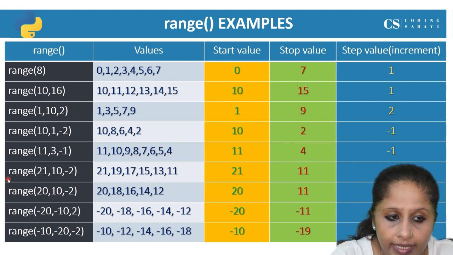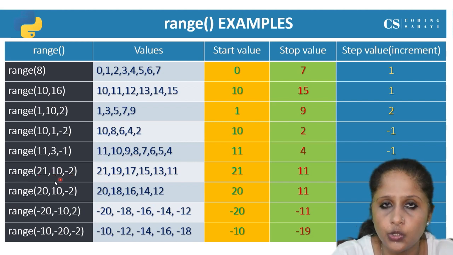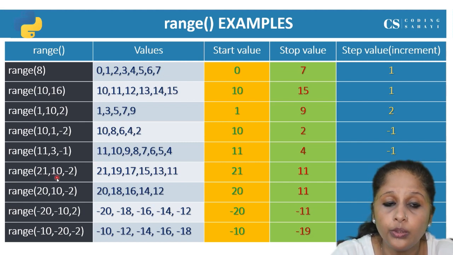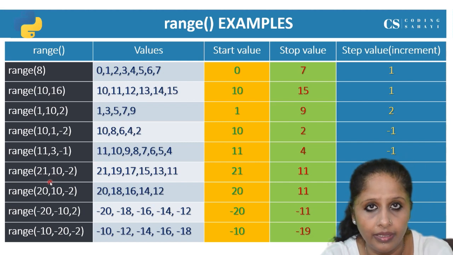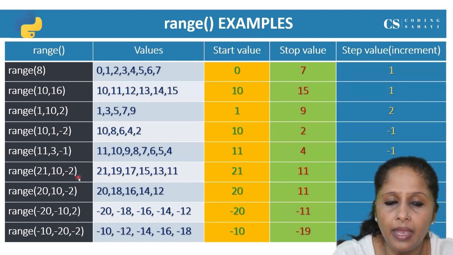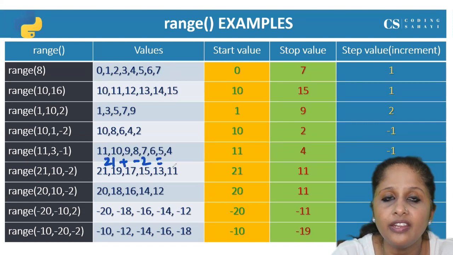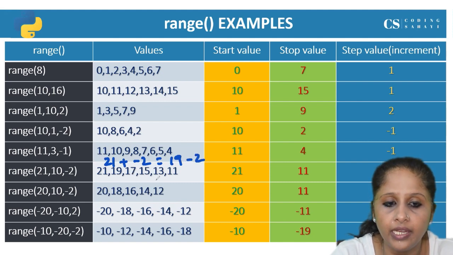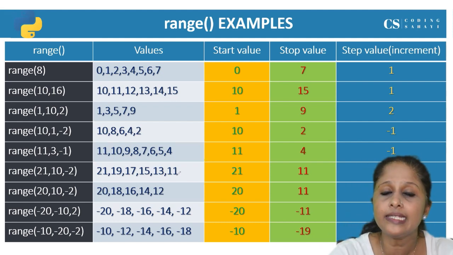Okay. Now coming to the next one, range of 21, 10 and minus 2. So what is the start value? Start value is 21. End value is 10. So end value is 10 means it is going to execute till 11. Then it is incrementing by minus 2. That means 21 plus minus 2. That means 21 minus 2 it is 19. Then 19 minus 2 you will get 17. 17 minus 2 15. 15 minus 2 13. 13 minus 2 11. Okay, so this is the output.